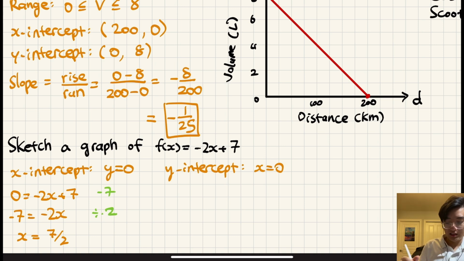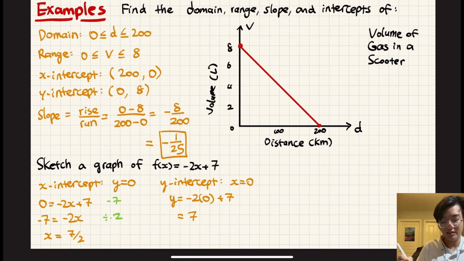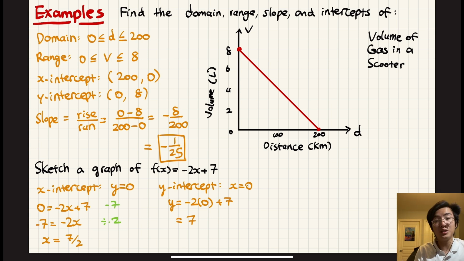Now the y-intercept, this one's a bit easier. y equals negative 2 times 0 plus 7, which is just 7. Which means the 2 points of interest are the x-intercept, which is 7 over 2 and 0, and the y-intercept, which is 0 and 7.